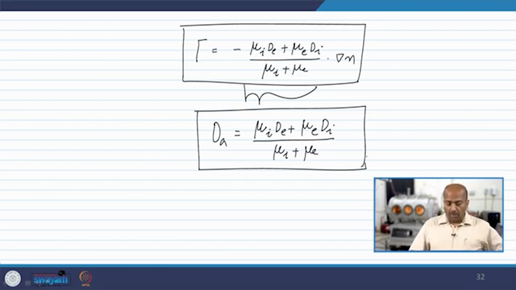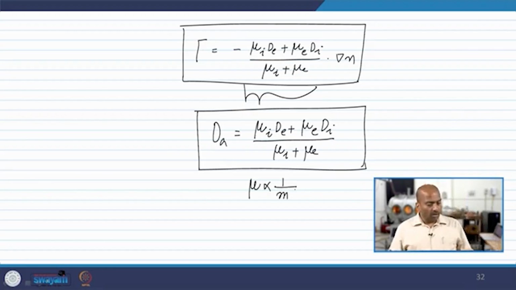What is this called as? This is called as the ambipolar diffusion coefficient. Now, we know that the mobility is proportional to 1 by mass. Larger the particle, smaller will be its mobility, right.